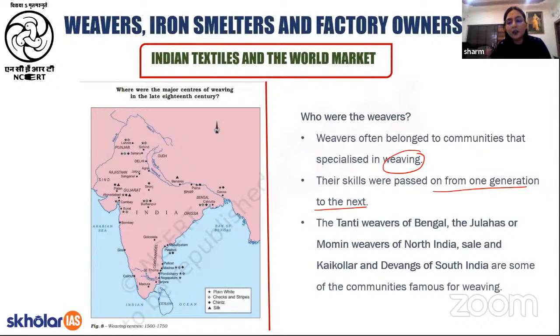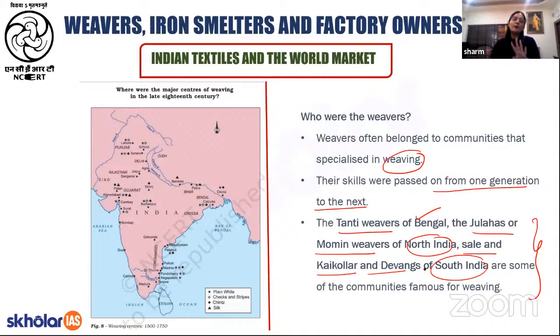Now, students, herein in your chapter, some important names of the weaving communities and the areas in which they were dominant are given. Under that, students, the important ones are the Tanti weavers who belong to Bengal. Then there were Julahas or Momin weavers belonging to North India. And then there were Sale and Kaikolar and Devangs belonging to South India. So there are 3 or 4 names of the communities given and the areas in which they were dominant. So you have to make a short list and remember the names and the areas of these people. Okay.